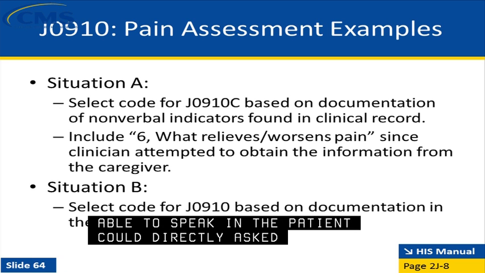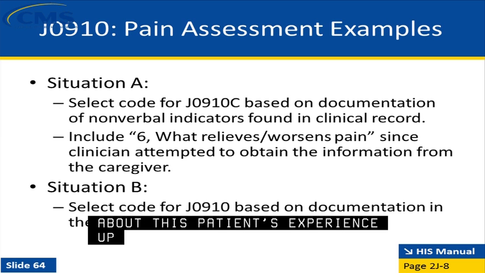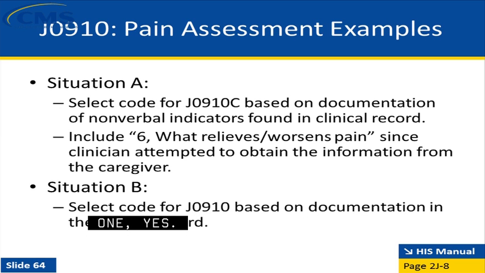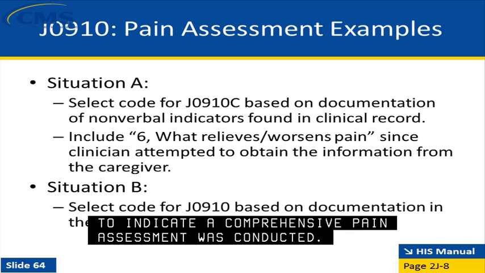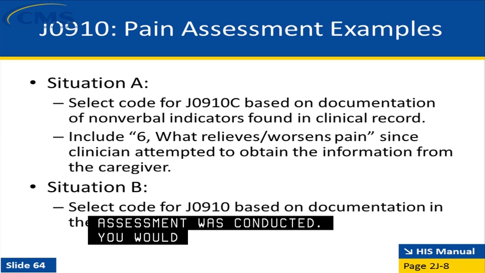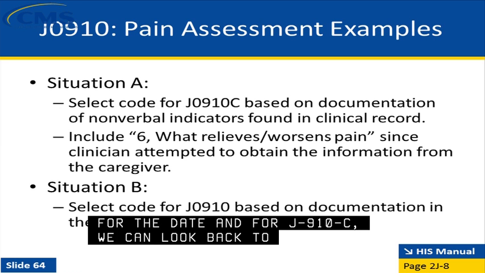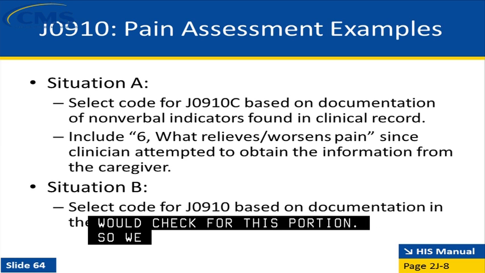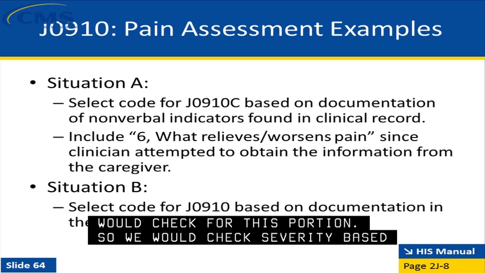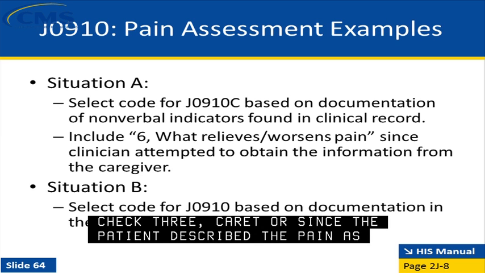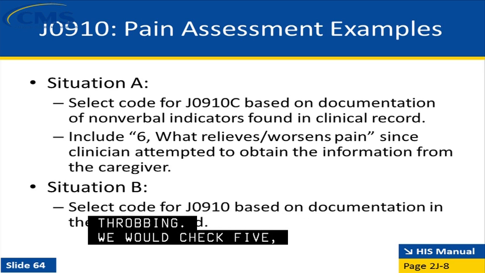So in this situation, the correct course of action is to code 1, yes, for J0910A to indicate that a comprehensive pain assessment was conducted. You would enter August 12th, 2014 for the date, and for J0910C, we can look back at the clinical record documentation to see what we should check for this portion. So we would check 2, severity, based on the documentation that stated that it was moderate. We would check 3, character, since the patient described their pain as throbbing. We would check 5, frequency, based on the patient report that their pain was intermittent.